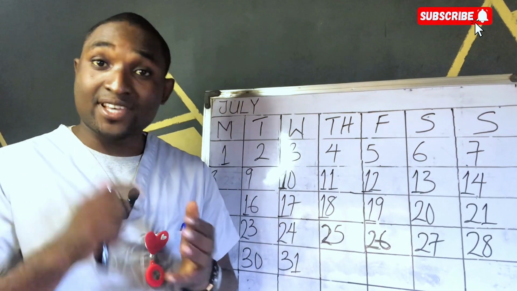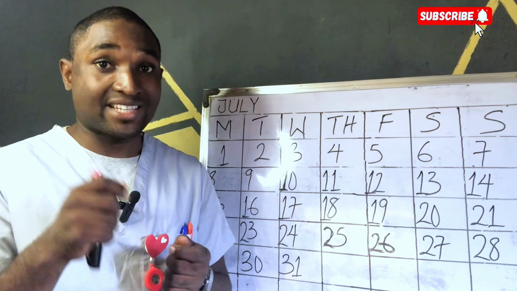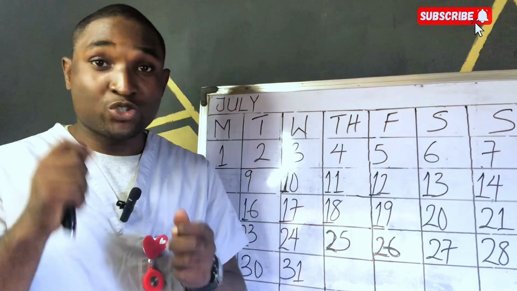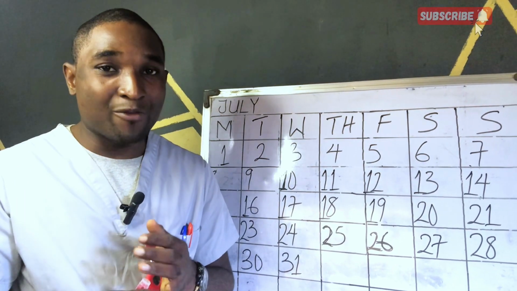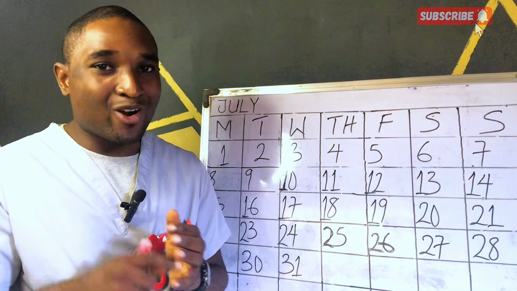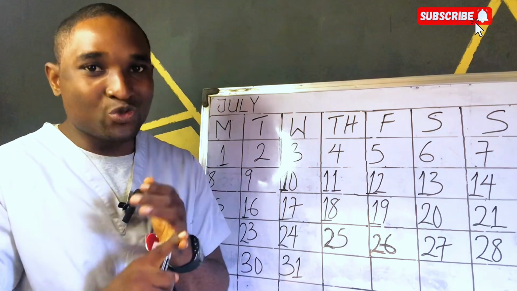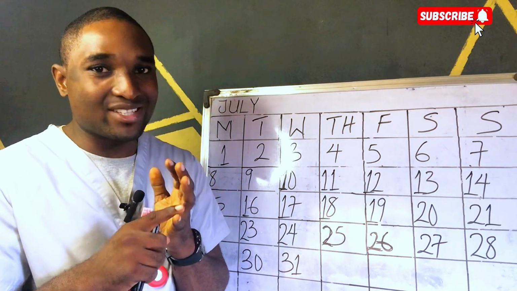And for you to know your safe days and unsafe days or fertile window, you need to know your cycle length. Your menstrual cycle length is not the number of days that you see your period or the number of days that you see blood. It is not 2 days, it is not 3 days, it is not 4 days or 5 days.